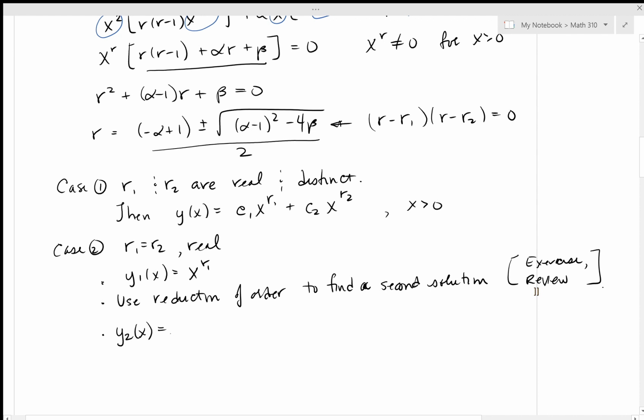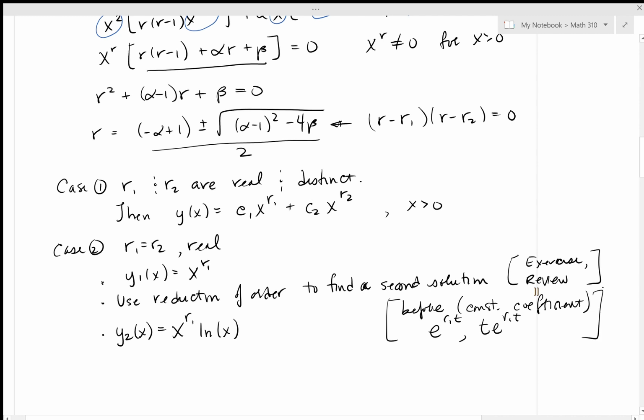It'll be x to the r1 multiplied by the log of x. I want you to be seeing the parallels. Before, when we were doing constant coefficient, we're not in a constant coefficient model here, but before, when we were doing these second order equations, we had e to the r1 t, and then we had t e to the r1 t. So there are definite parallels here.